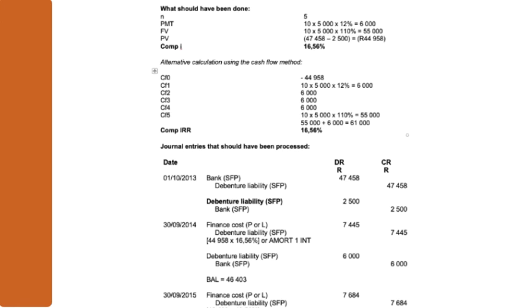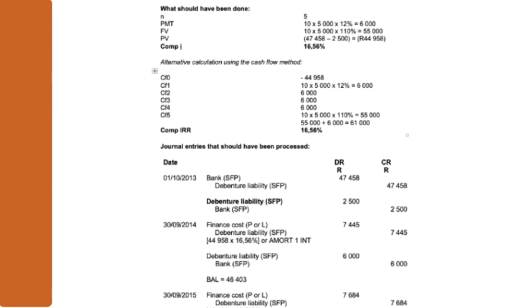This is video 3 of Matilda Limited, combining debentures of IFRS 9 with IAS 8. Let's have a look at what should have been done. Well, what should have been done is that the transaction costs should have changed the initial measurement of the liability.